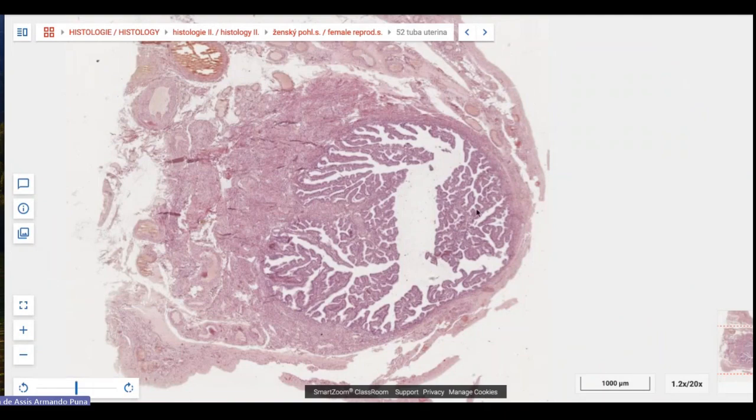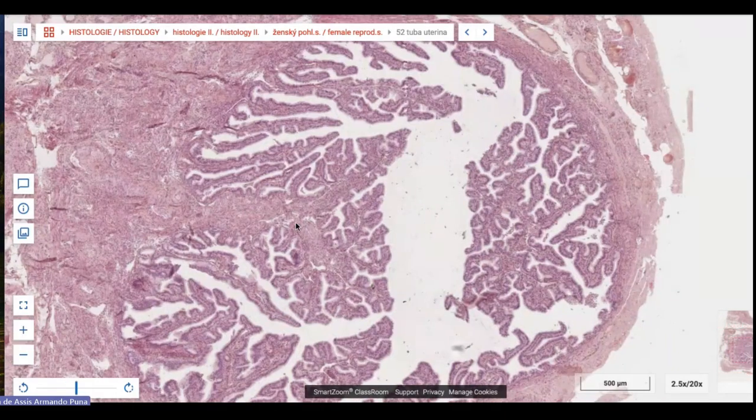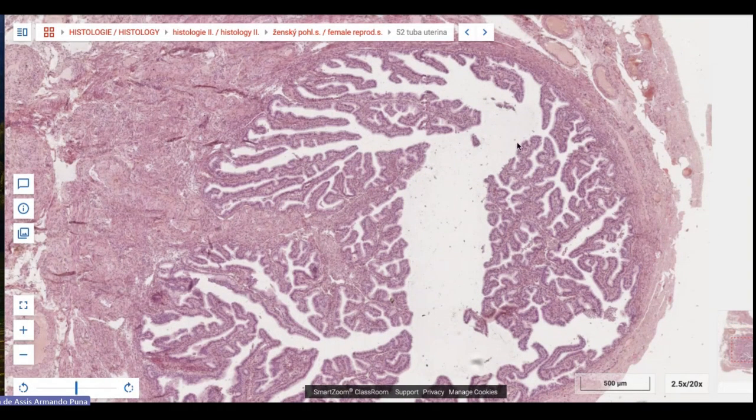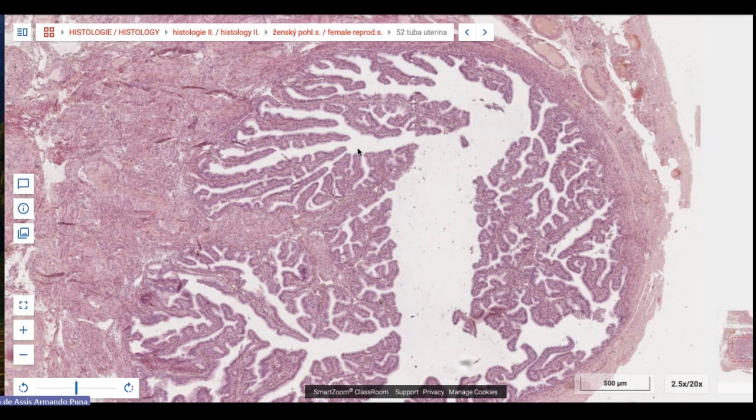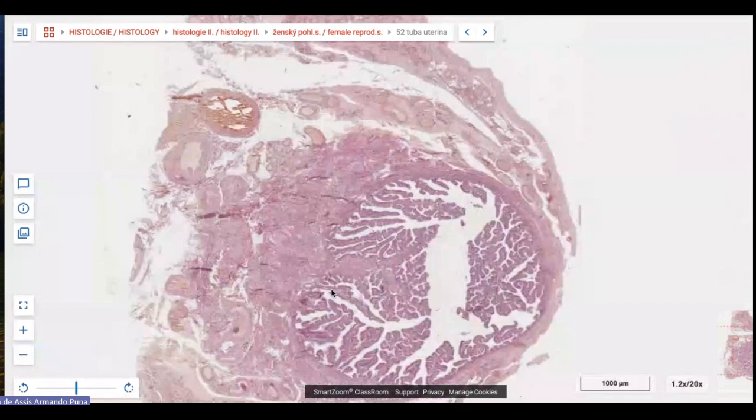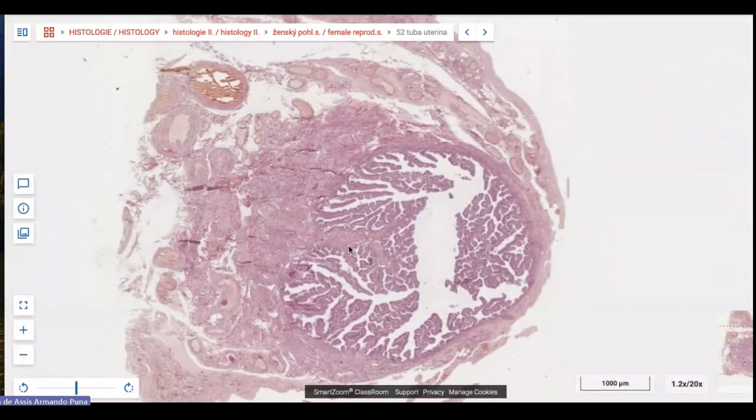It looks like, I don't know, a leaf or a tree. Your tunica mucosa, you're going to see, again, long branched anastomosing folds, and they're occupying the lumen. Simple columnar epithelium. You're then going to have your tunica muscularis externa, which is two sublayers of smooth muscle tissue, and you have your tunica serosa, which is your mesosalpinx.